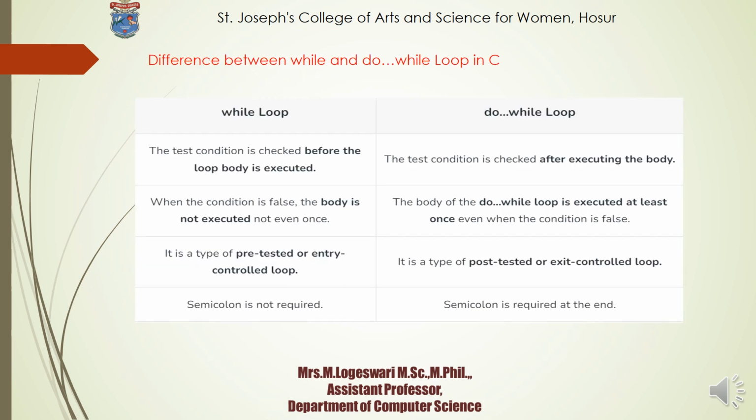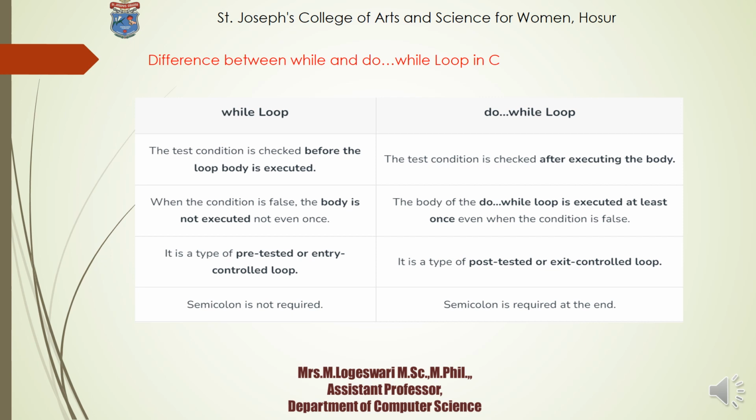Let me show the difference between while and do while. In the while loop, the test condition is checked before executing the body. In do while, the test condition is checked after executing the body. So when the condition is false, the body is not executed in the while loop, but do while is executed at least once even when the condition is false.